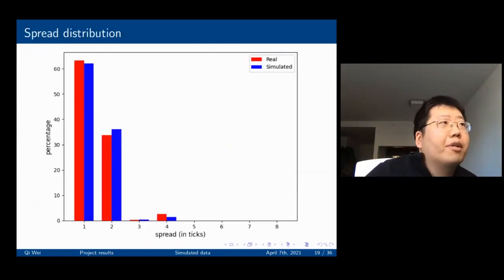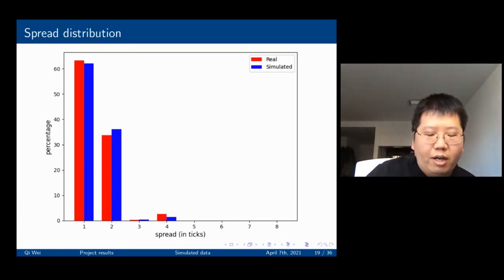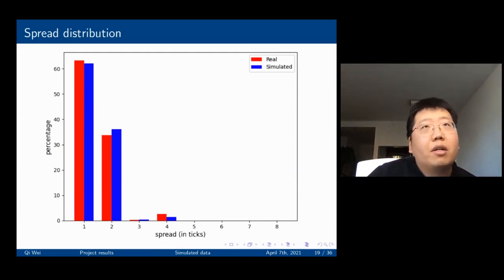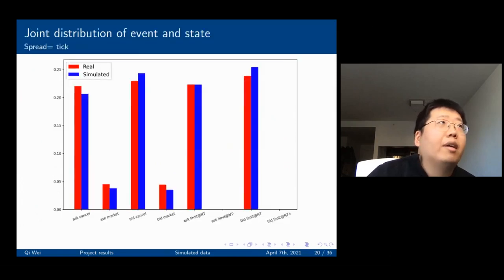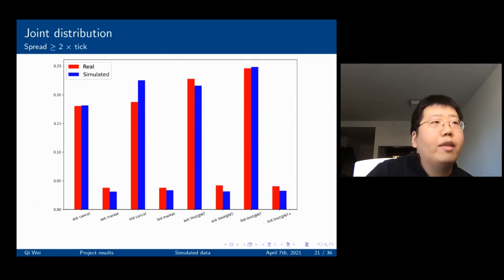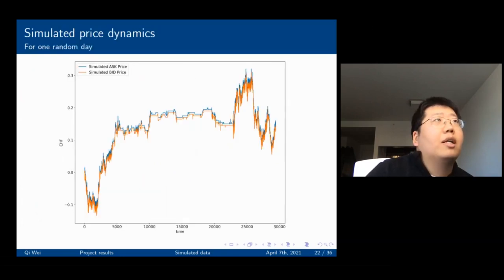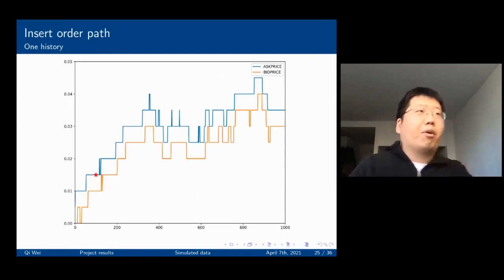And this is some statistics, a spread. You can think about this as a multi-distribution of your generated data. We want to show that simulated data is close to the real data. This is a joint distribution of the event and the state, or different event types. This is on state 1, this is on state 2. And this is the most exciting part.